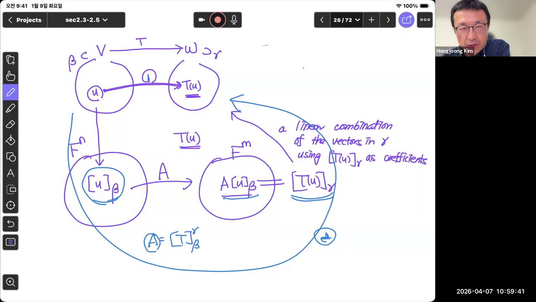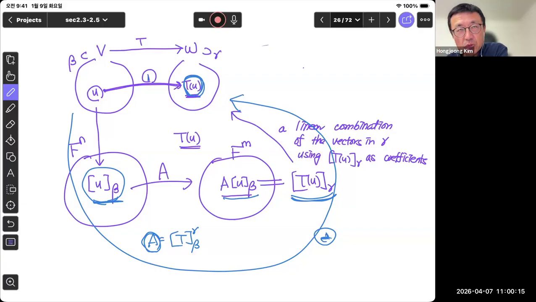So the theorem says in order to get this T of U, you have two ways. Number one, you can apply this mapping T directly. Number two, you calculate these coefficients of U in terms of beta, you identify this matrix A, and then you multiply those two to get this vector, and then you consider the linear combination.